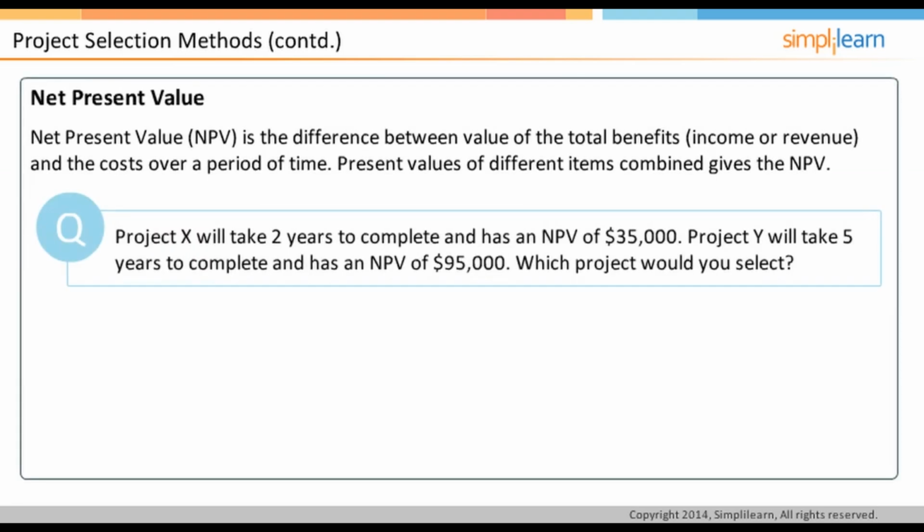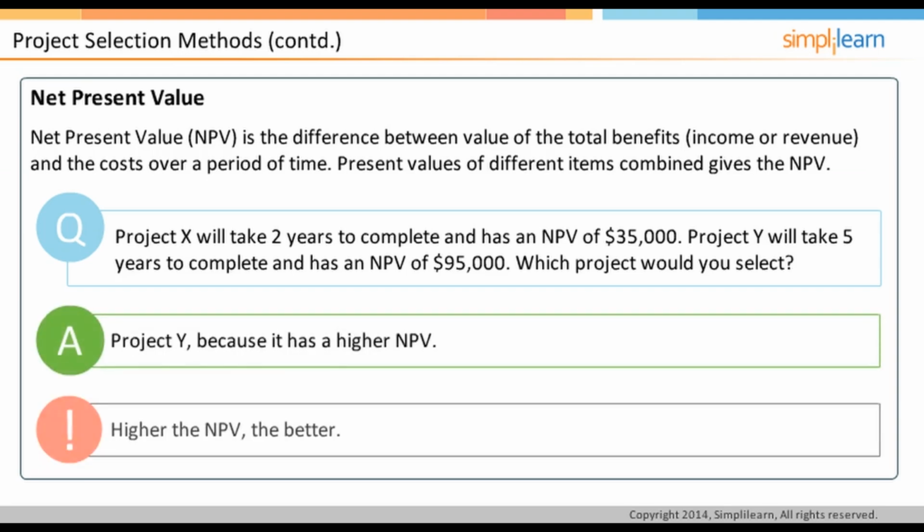Let us take an example of a typical question that we might encounter in the exam. You have two projects to choose from. Project X will take 2 years to complete and has an NPV of $35,000. Project Y will take 5 years to complete and has an NPV of $95,000. Which one will you choose? The answer is Project Y because it has a higher NPV. Do not get confused with longer duration of the project. It is important that NPV be more. Click Close to go to the Process Selection Methods dashboard.